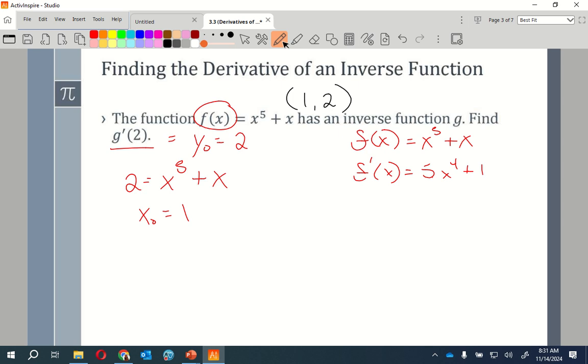So item by item, I'm going step by step trying to plug these in. If I'm trying to find g prime of 2, I can go back to the last slide and say it says g prime of 2 is going to be 1 over f prime of 1.